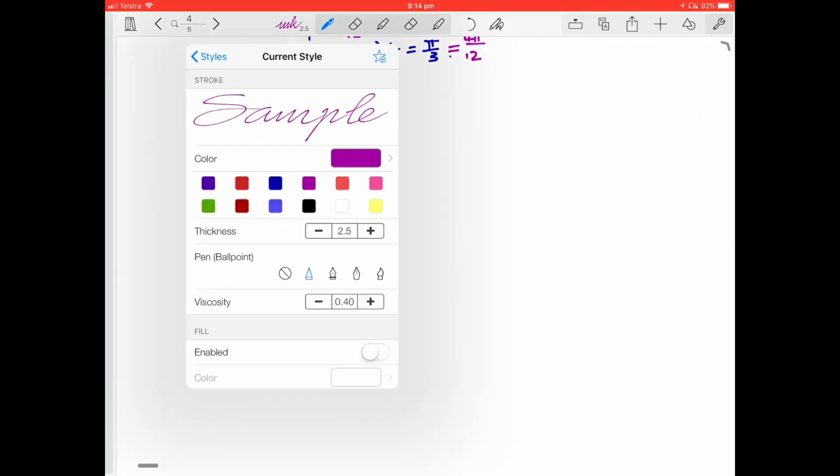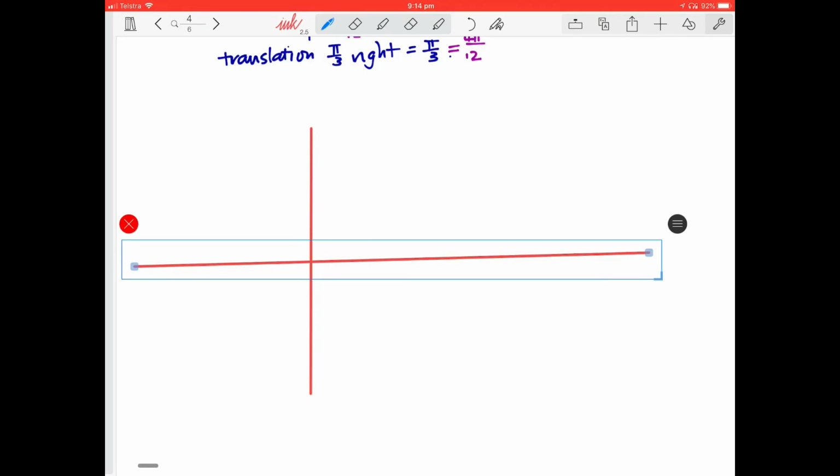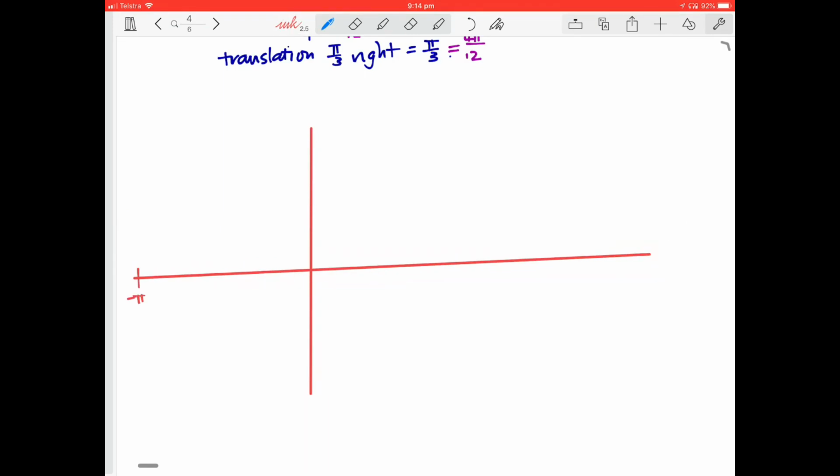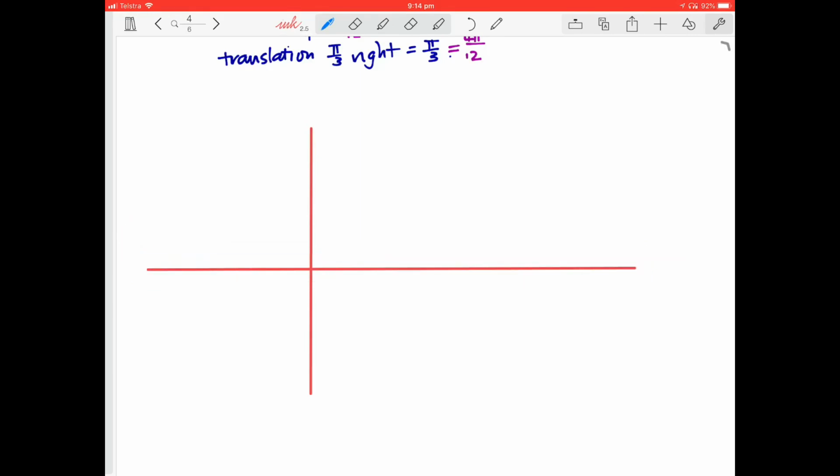I've got to go up and down 2. Okay, so let's go. It wasn't very straight, but luckily the program fixes it for me. Okay, so I want to go from -pi to 2 pi. So let's say here's -pi. Okay, that's better. -pi, we want to go the same distance, pi, 2 pi. We want to go up to 2, want to go down to -2.